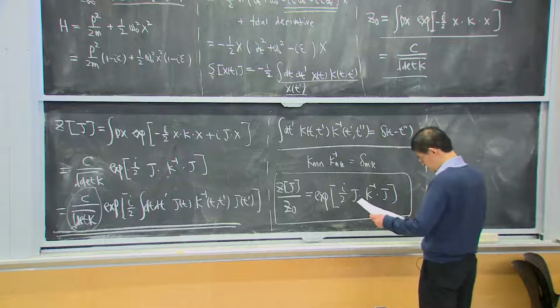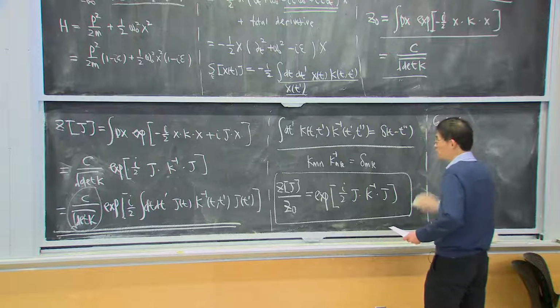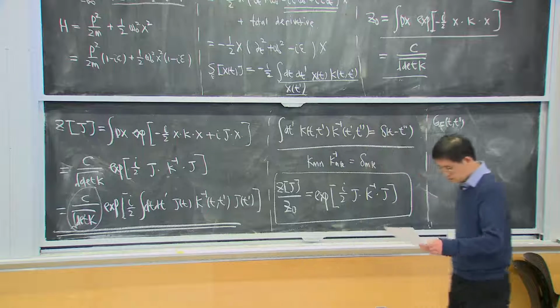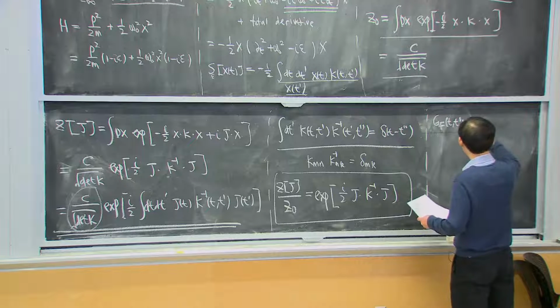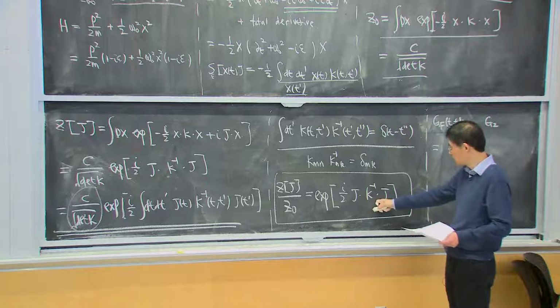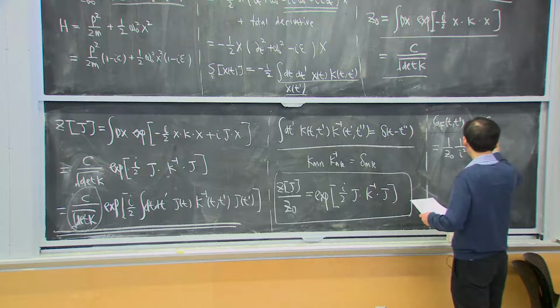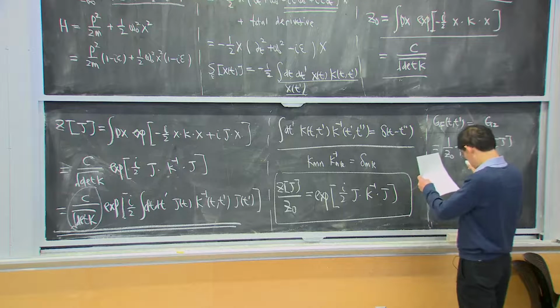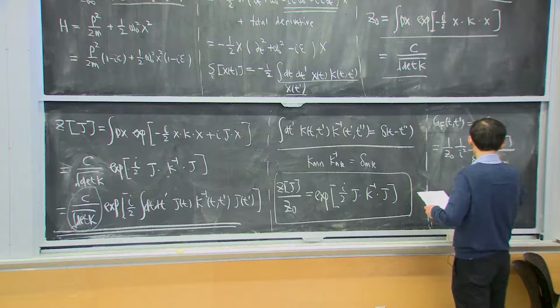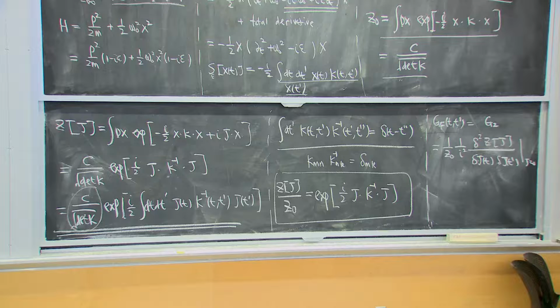So now let's consider the two-point function. The two-point function by definition is the Feynman function, because this is the time-ordered product. It's the G_2. And this is given by 1 over Z_0 times (1/i)^2, you take two derivatives of Z[J], δ/δJ(t) and δ/δJ(t'), and then you set J equal to 0. So the two-point function is the Feynman propagator.